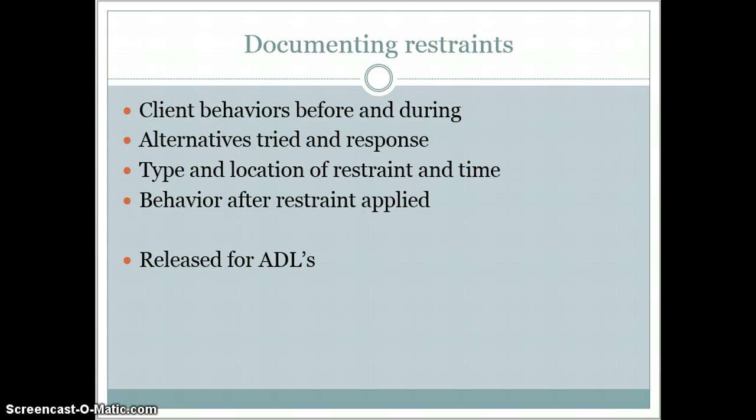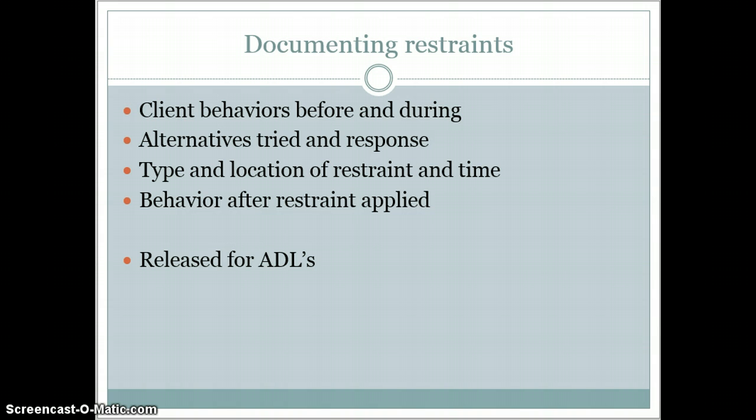And if it just is not working, then your documentation of what you did try before helps support why you use those. The type. Are they wrist restraints? You know, is it a different type of restraint? And then where did you put that extremity? Because maybe you only restrain the hand that is pulling at the catheter or the IV or the nasogastric tube, and they've had a stroke and their left hand is not able to pull or need a restraint at that time. And then all the times that we release those to do activities of daily living.